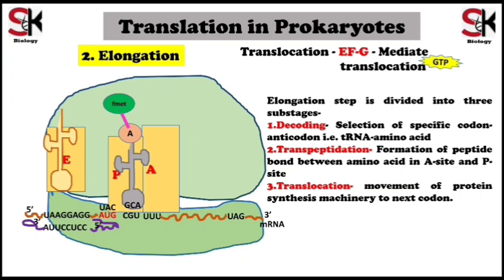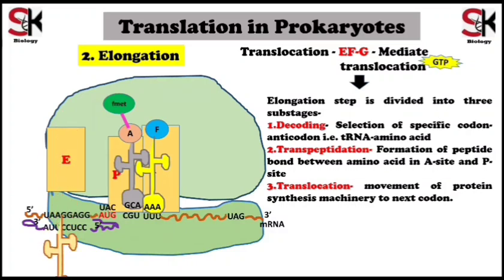So the elongation step is subdivided into 3 cyclic steps. First is decoding, where selection of specific codon and anticodon is done, that is tRNA with amino acid. Second step is transpeptidation, that is formation of the peptide bond. And third step is translocation, that is movement of the ribosome to the next codon. These 3 sub-steps are repeated until the ribosome reaches a stop codon.